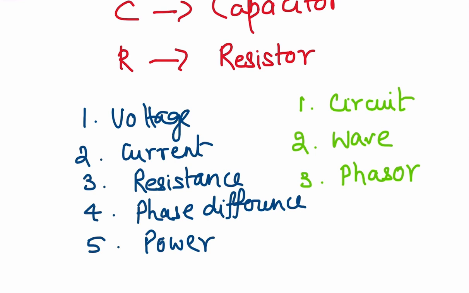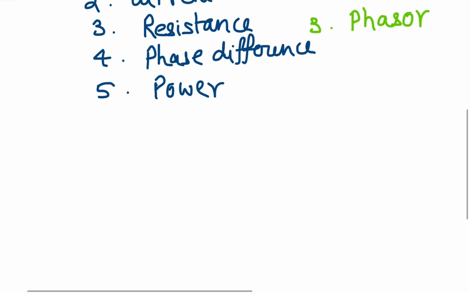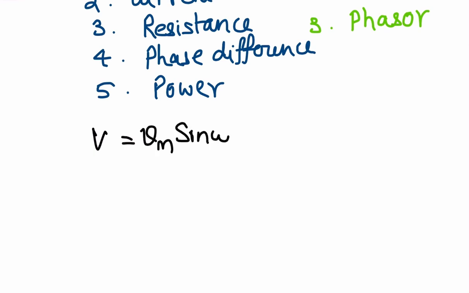Okay, now we have to find the equations for all of them. For voltage we need not find anything because it is already given as a common equation. So for voltage we know the equation V is equal to Vm sine omega t. It is a common equation for all the circuits, which we have derived from the AC generator.